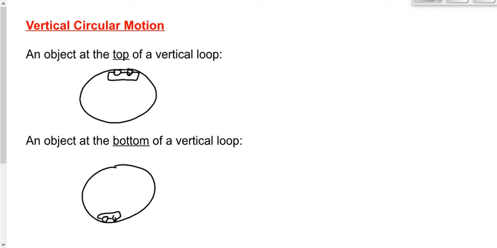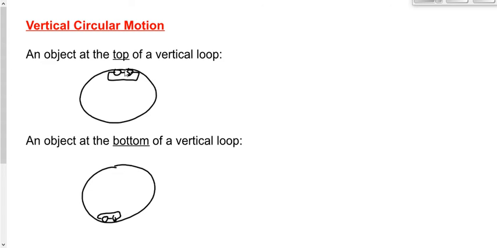Tell me which force or forces act on the object at the top of the loop. Tell me one. Well, friction might act. We're going to ignore friction. We're going to pretend that none is there. But the reality is there almost certainly would be friction there. Yep. Gravity. Which way does gravity act?